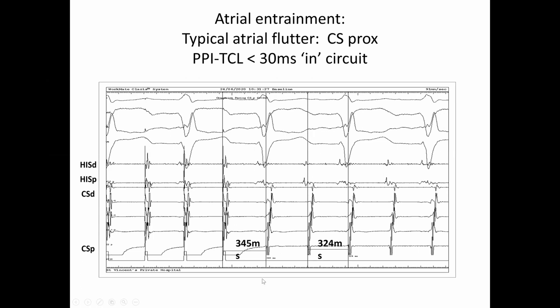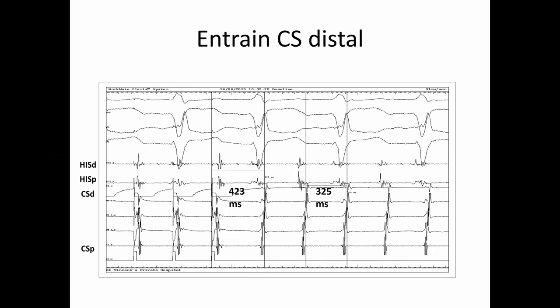So CS prox is in, which is what you expect with typical flutter. And so we then generally entrain from CS distal, and you can see that the post-pacing interval is long, 423 minus 325, so 98 milliseconds, which is clearly out, which is again what you expect for typical flutter.